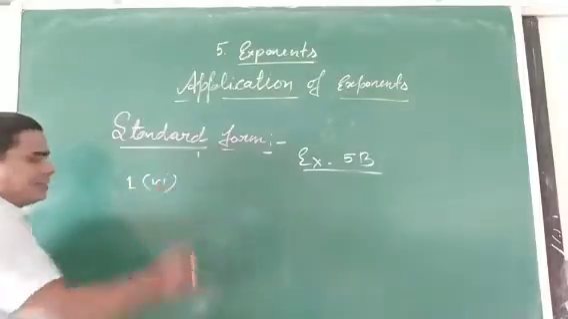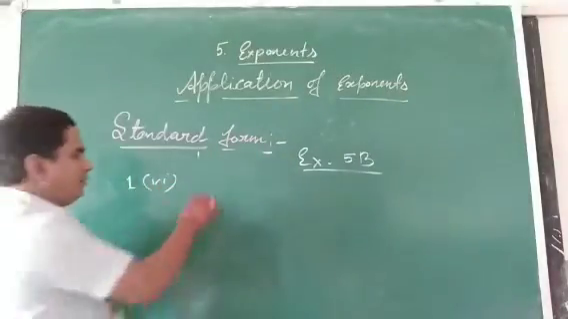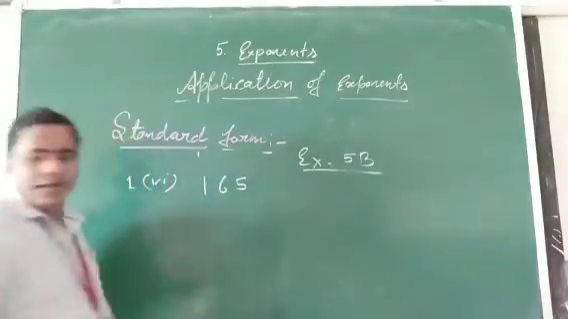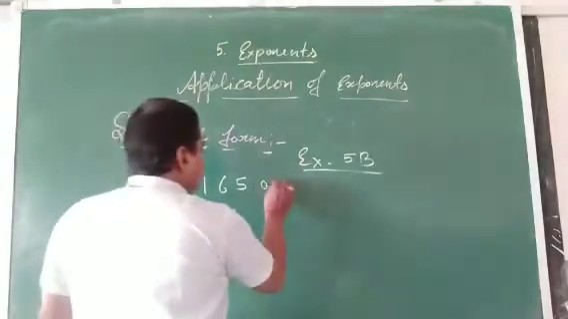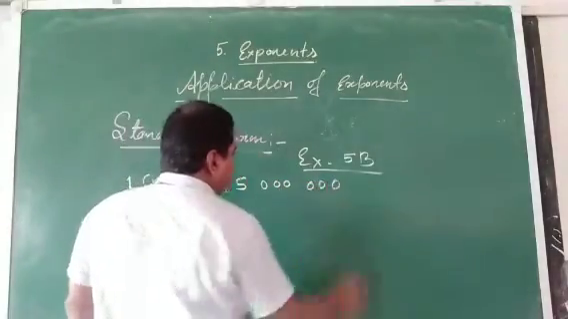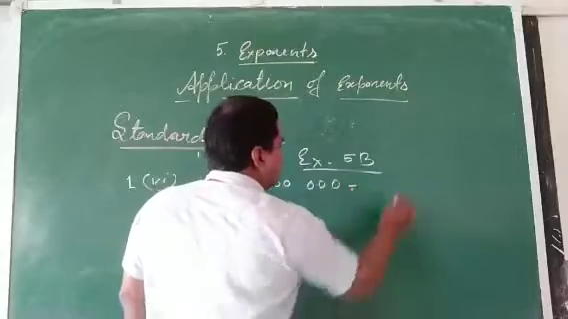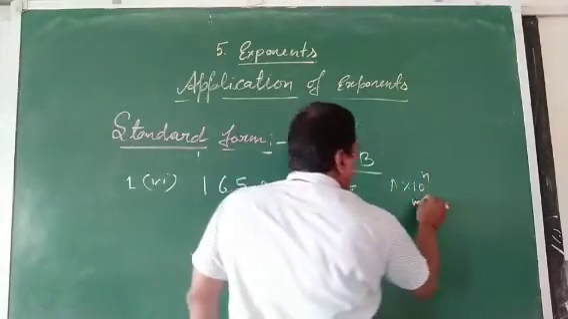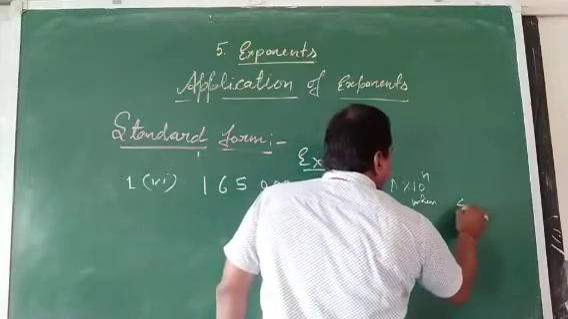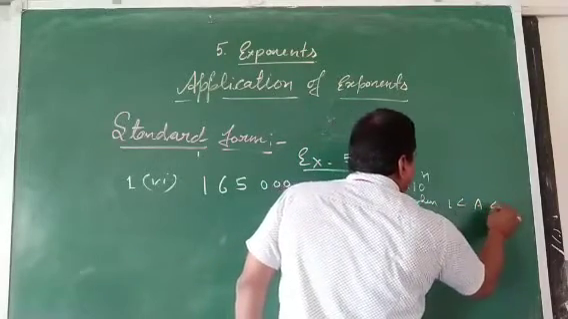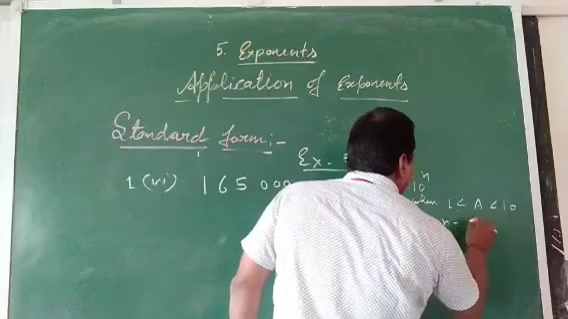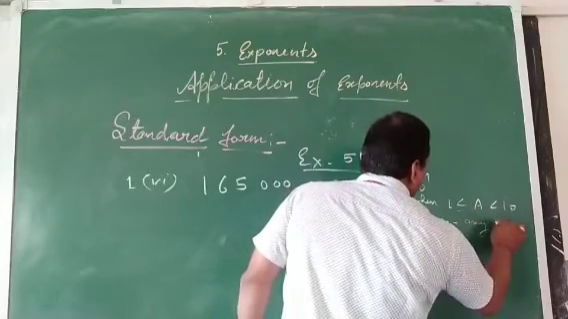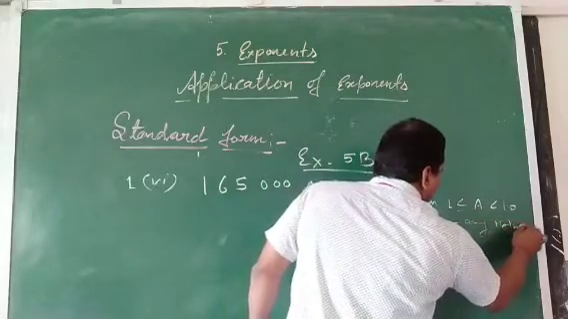1 6 5 0 0 0 0 0 0. How can we represent this in this form, standard form? A into 10 to the power n, where A lies between 1 to 10 and n is any natural number.